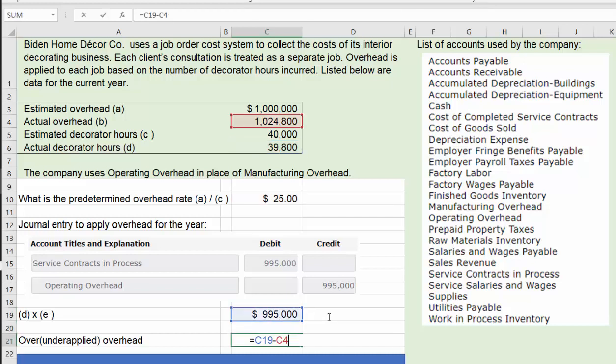When we compare the $995,000 to the $1,024,800, you see whether we over applied or under applied. Well, we were under applied because the applied amount is less than the actual overhead. And that's this problem, everyone.